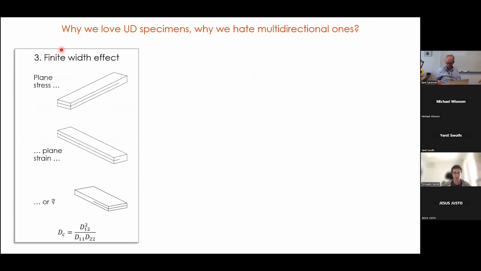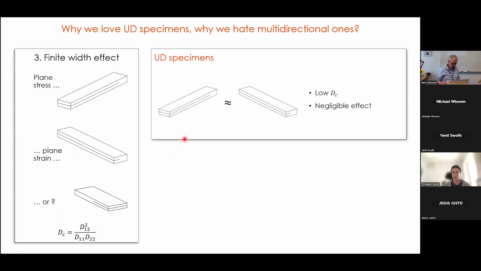And even if you were able to avoid that, there is something else that we call the finite width effect. And this has to do with the typical size of the delamination specimen, where the width is comparable to the pre-crack length. Now, this means that in general, it's difficult to say if you should consider your specimen to be under plane stress or plane strain condition. But it turns out that the stress state depends also on material properties, and in particular on this ratio that has been long used.